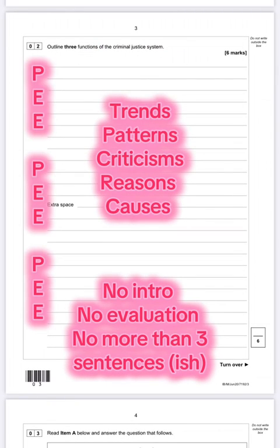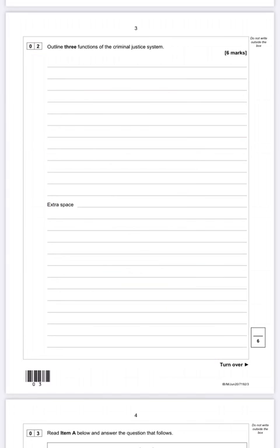Question number 2 is outline 3. So exactly the same as question 1. This time you have 9 minutes because you've got to do it 3 times. Patterns, trends, criticisms, reasons, causes, anything could come up. No introduction. Keep it very, very brief.